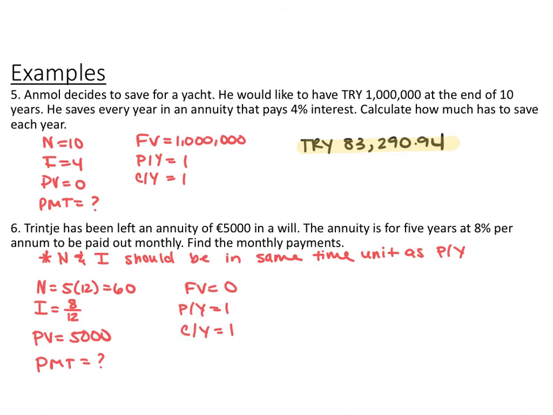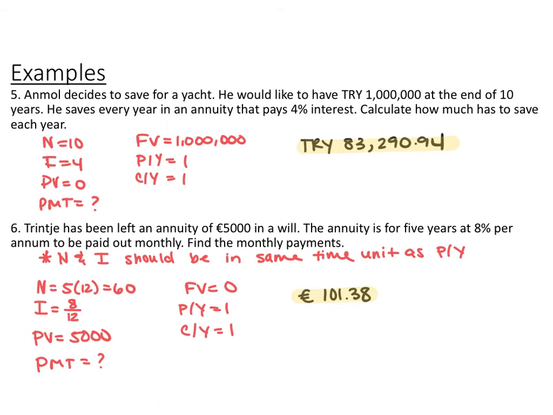Payments per year is really payments per time period, and since we're thinking about this as monthly, the payments per time period is going to be 1, and then compounding per time period is going to be 1 as well. So then you're going to go into your TVM solver, enter all of this, go to payment, and hit alpha enter, and she will be getting 101 euros and 38 euro cents every single month.